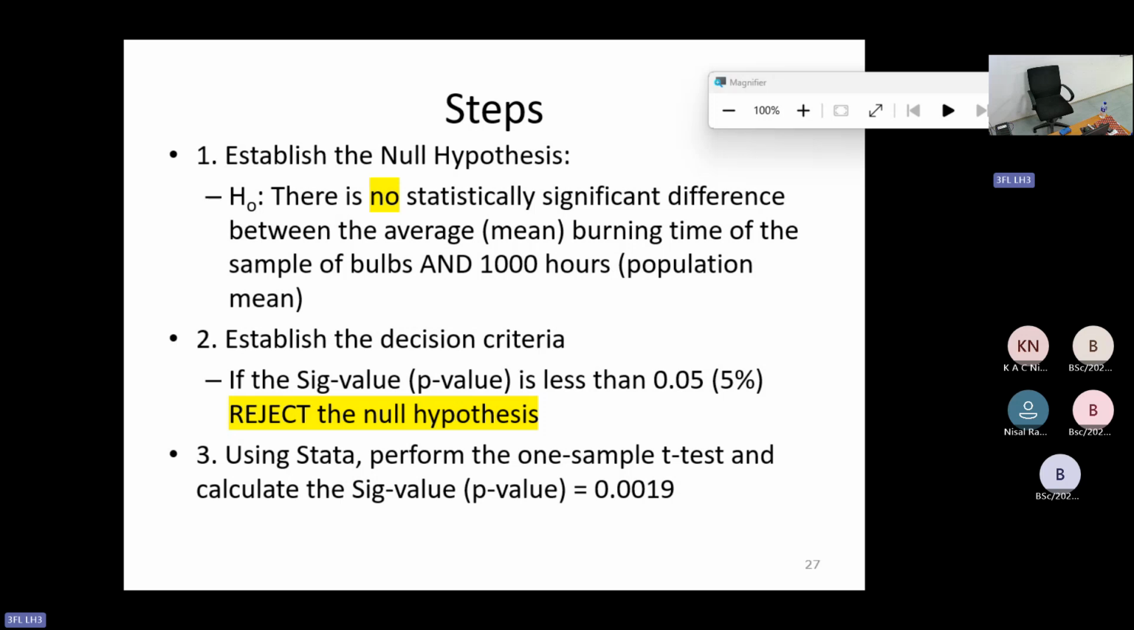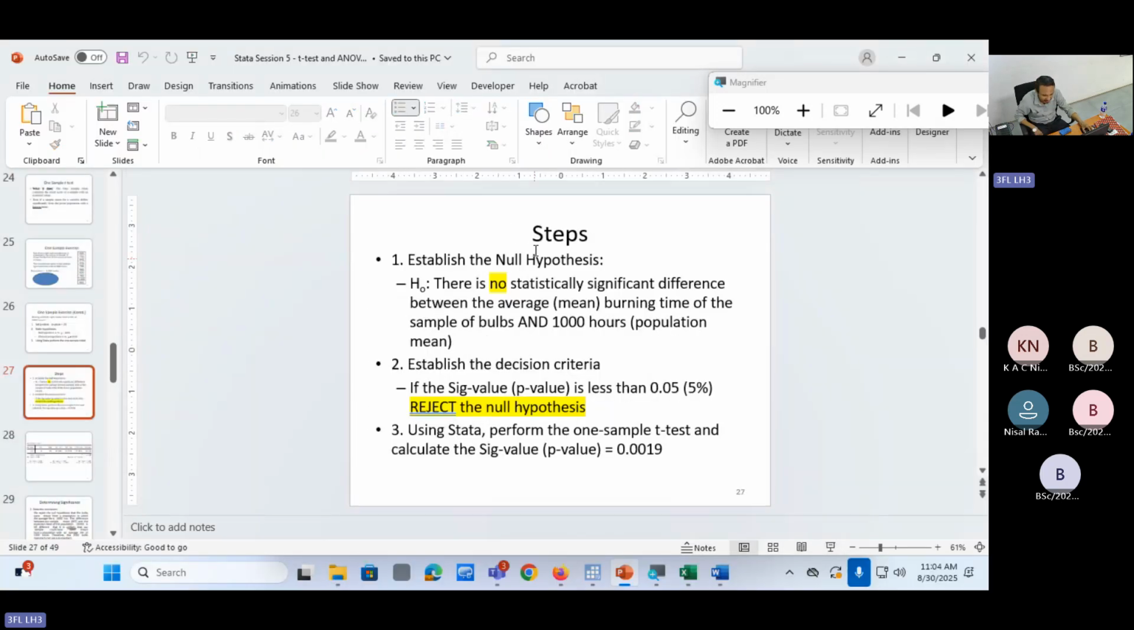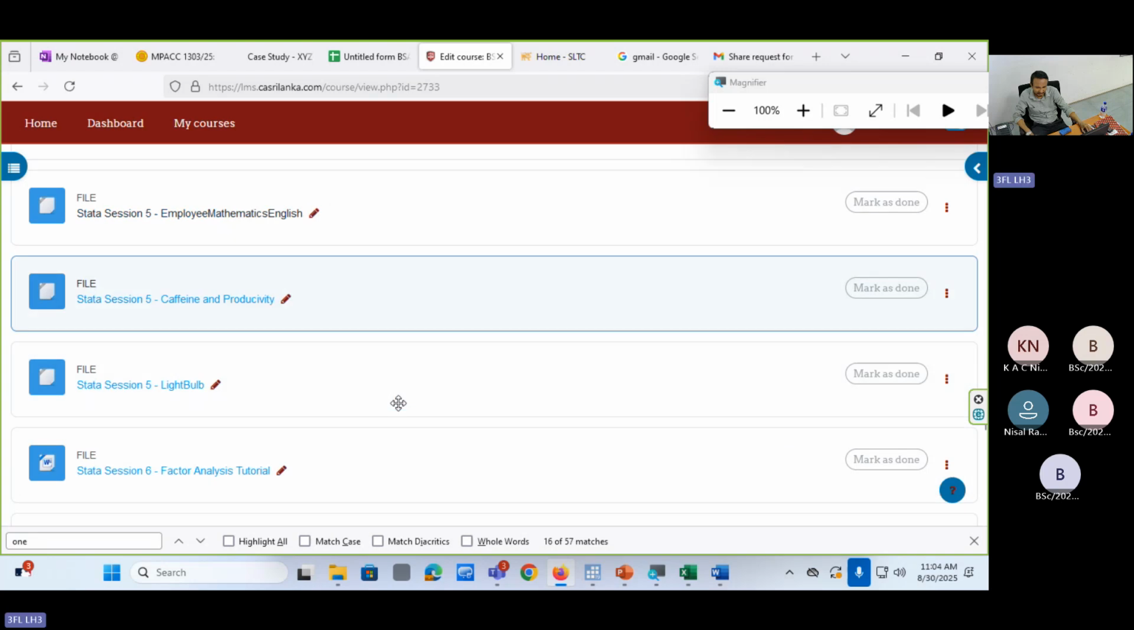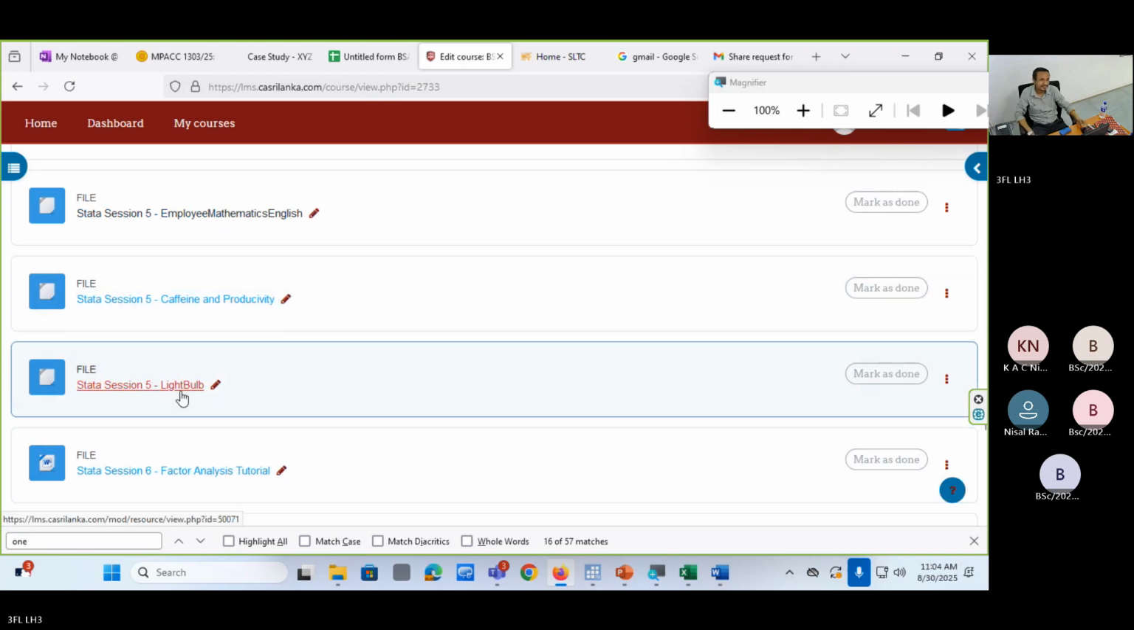Step number 3, using data, perform one sample t-test and compute the sig value or the p value. Shall we do it? For that, let's download the particular file. Light bulb template, okay.